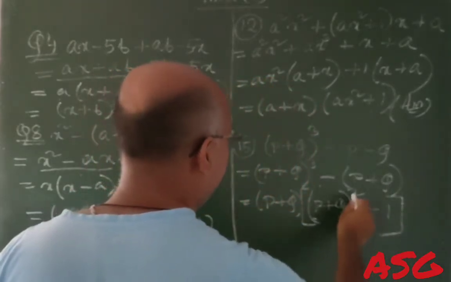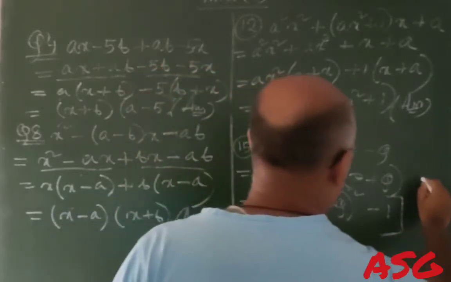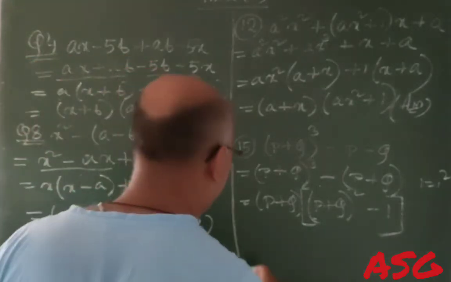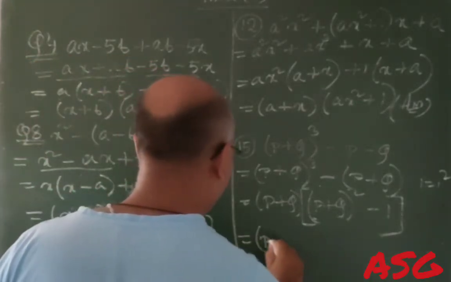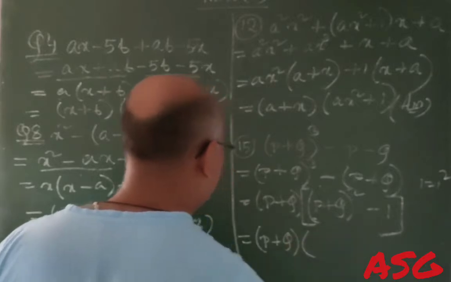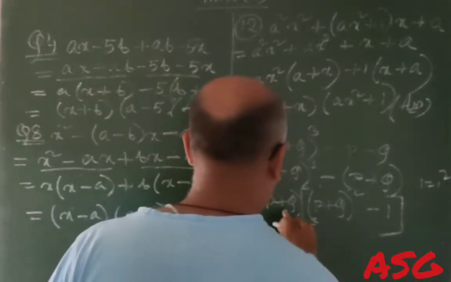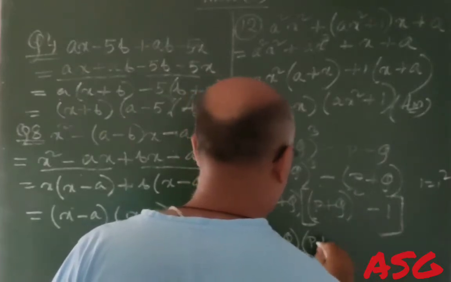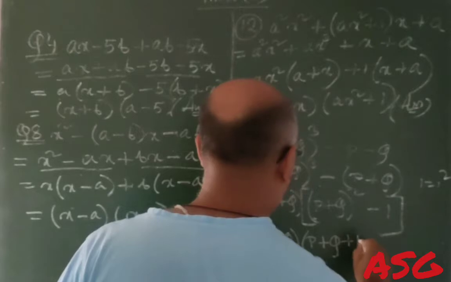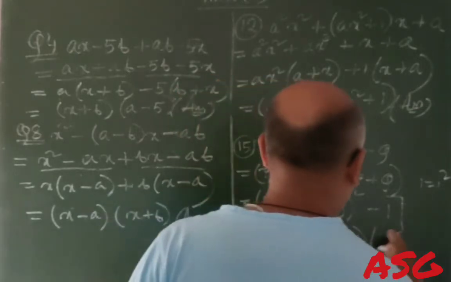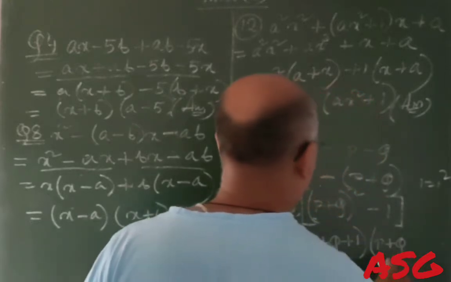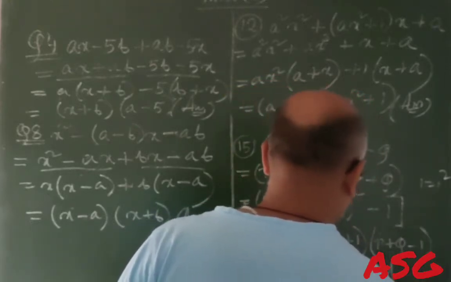Here I can apply the a square minus b square formula. 1 means 1 square. So a square minus b square, you know from your knowledge the formula says a plus b, a minus b. So how can I write? p plus q is common. Here a square minus b square, so a, which is p plus q, plus b, which is 1, and a minus b: a is your p plus q, minus 1. So this is your answer.